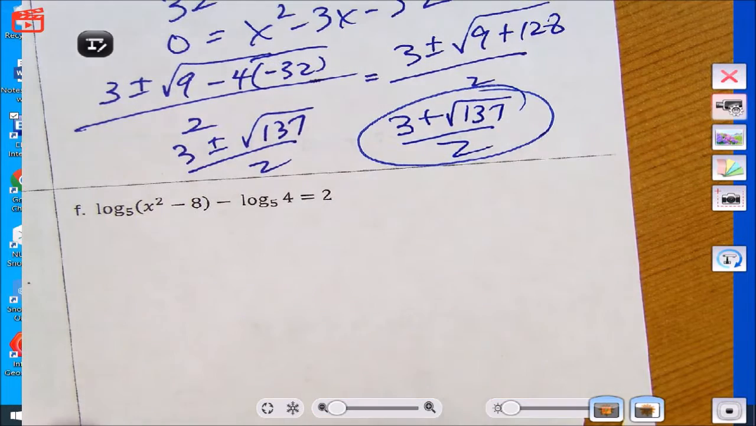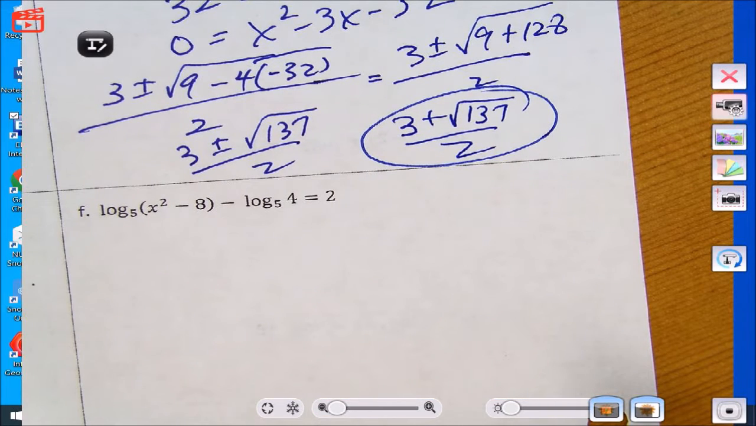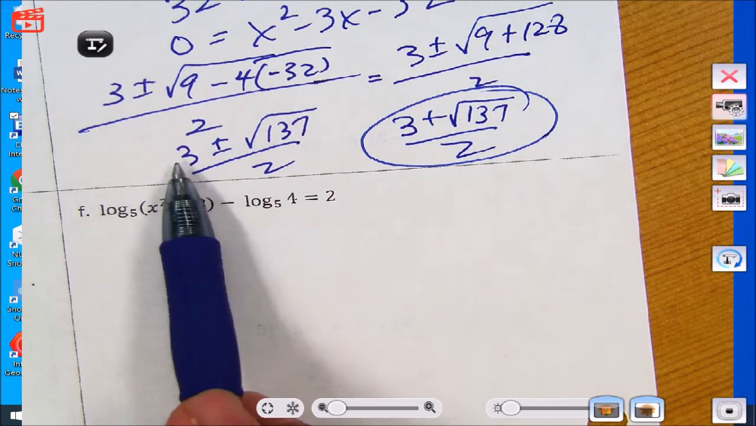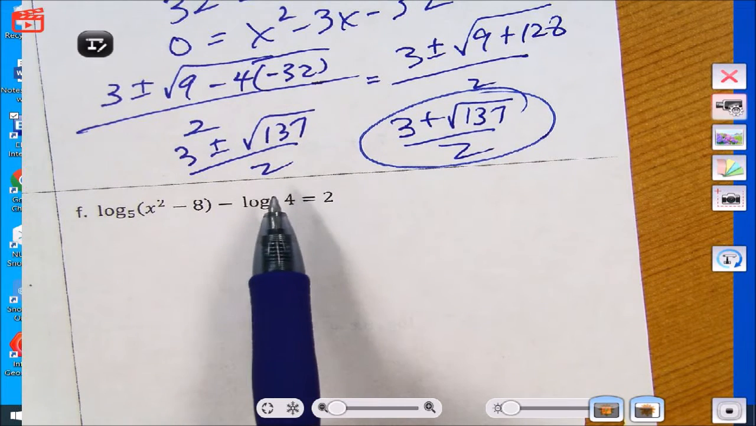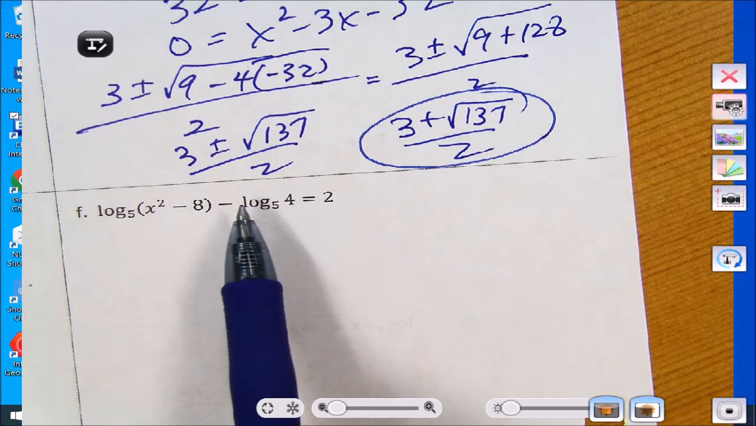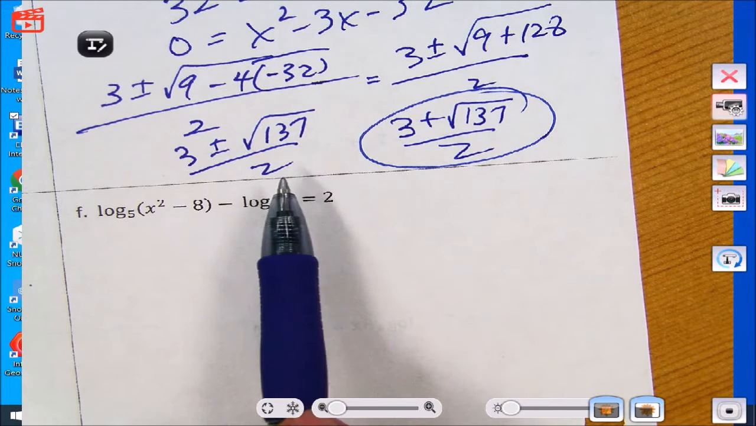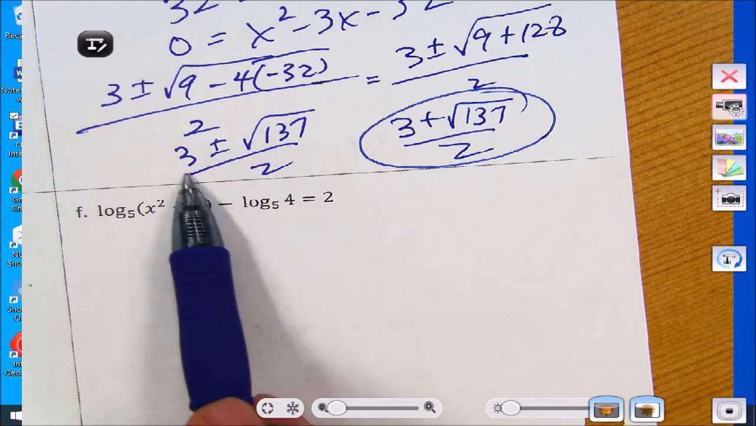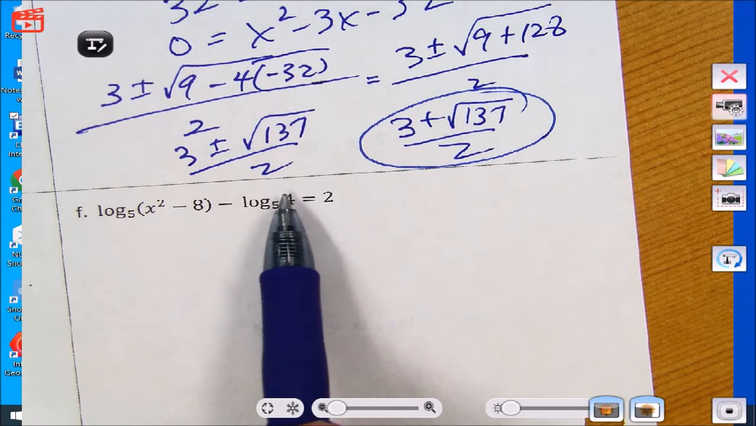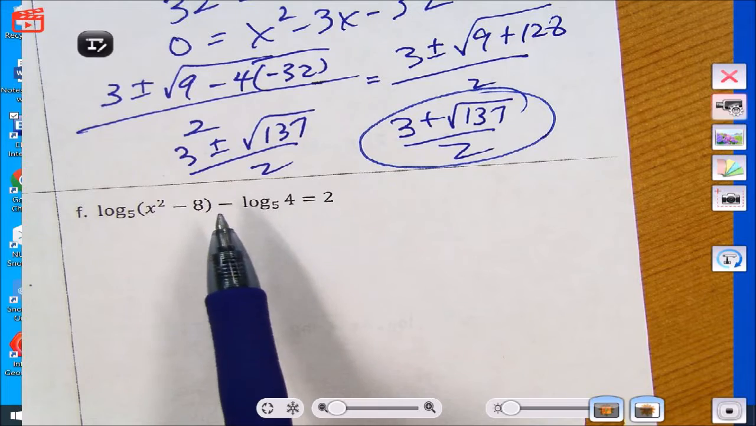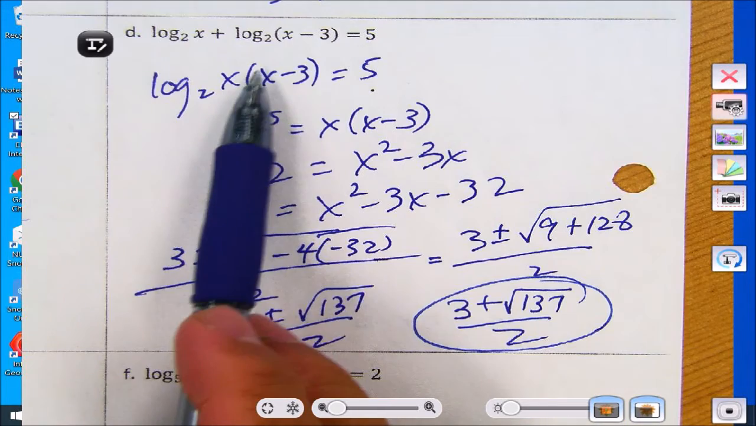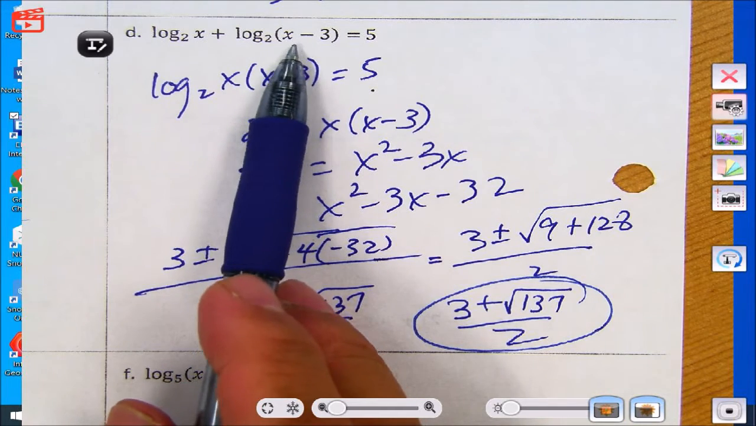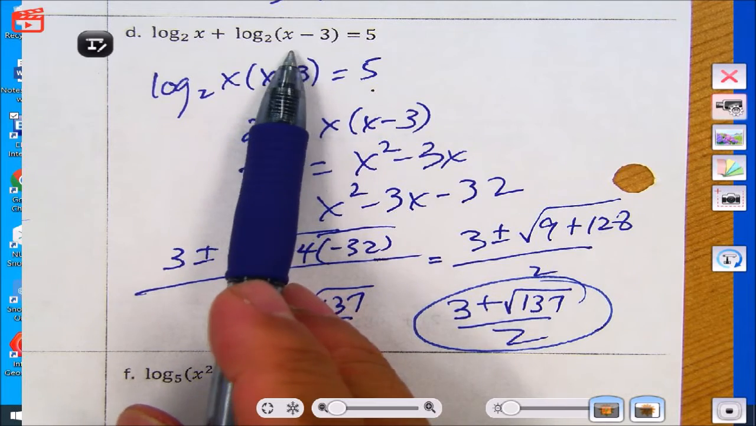Do we always check it after we get the answer? Yes. But sometimes you don't have to be very thorough. 3 plus the square root of 137, that's pretty big. 12 squared is 144, so that's around 11. So 3 plus 11 is about 14, divided by 2 is 7. It's not that big, but it's bigger than 3, right? As long as it's bigger than 3, that's going to work.